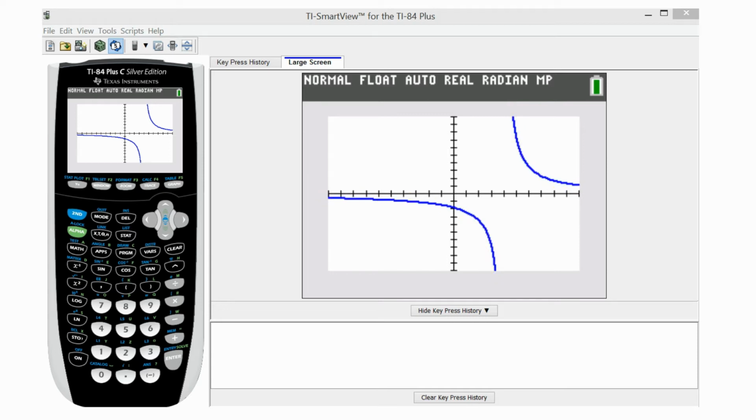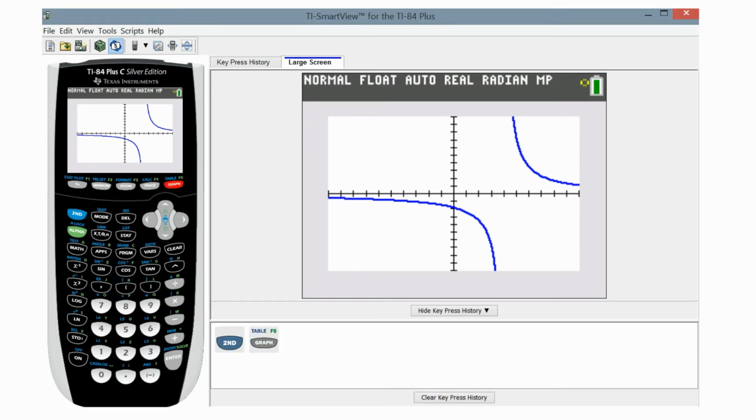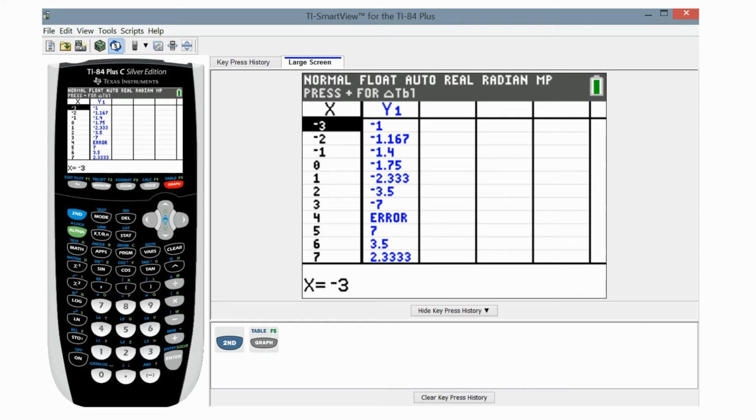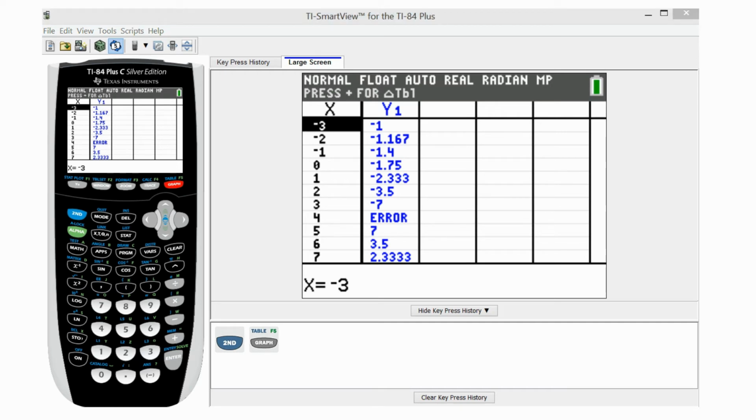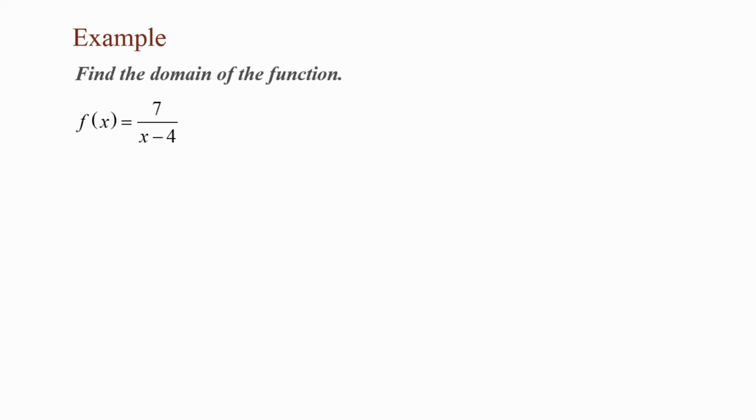To see what happens here, we want to go to our table. So second and graph will get us to our table. And you'll notice that at 4, it gives an error. 4 is what's called the asymptote, and that's where it cannot be graphed. The reason it can't be graphed is if we take f of 4, substitute, I have 7 over 4 minus 4, which gives me 7 over 0, which is undefined. So that's why there was an error when x equals 4.